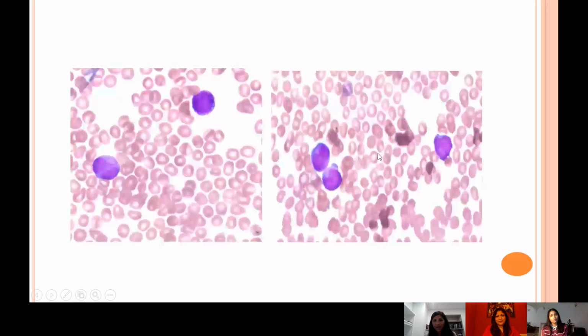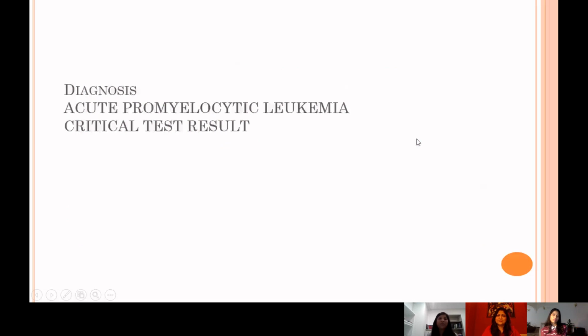And on the right hand side, you can see more cells. They are showing these folded reniform nuclei. This one is a bit cleaved here. This one is showing prominent nucleoli. So on morphology this case was quite consistent with acute promyelocytic leukemia, and this is a critical test result. Whenever you see these kinds of cells, you need to call the clinician immediately because this patient needs immediate attention, and clinicians need to start the treatment immediately because the patient can develop complications of DIC, a DIC-like picture.